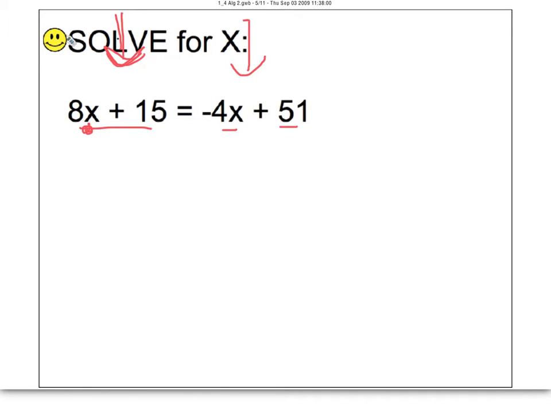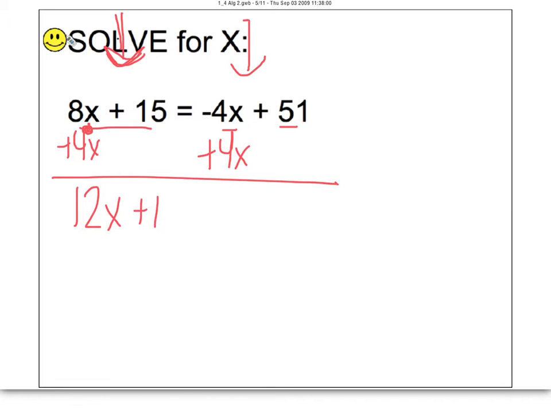So I'm going to keep the 8x there, which means I'm going to move the minus 4x. To move minus 4x, I'm going to add 4x to both sides. And I'm going to line them up with the x's and then add straight down. So 12x, and then the plus 15 equals 51. Because I chose to move the x first, the x's are together. This 15 here has to go to the other side. To get a plus 15 over, you minus 15.